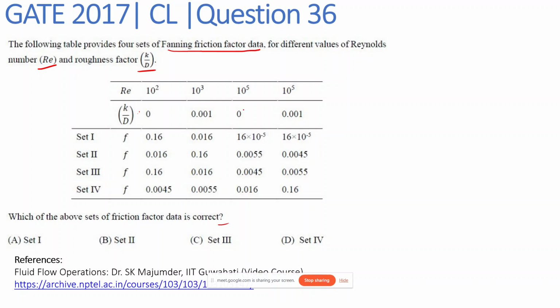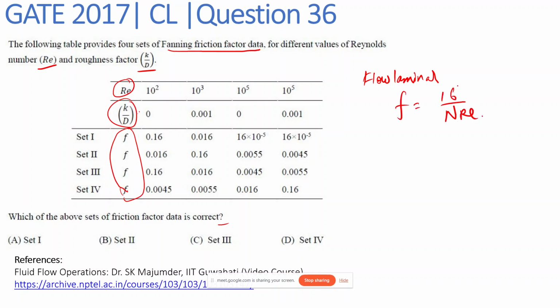So in this question, corresponding to different Reynolds numbers and roughness factor K by D, we were given this value of frictional factor, or fanning friction factor, and we were asked to find which of the following sets is correct. So what we can remember from this question is two things. If the flow is laminar, that implies the friction factor will be 16 upon NRE. Then there will be some critical region, and then there will be turbulent flow.